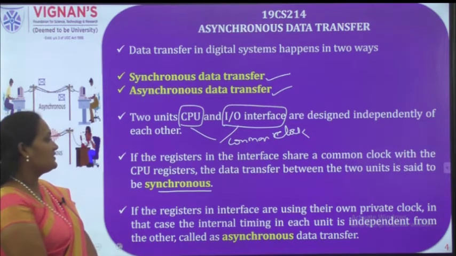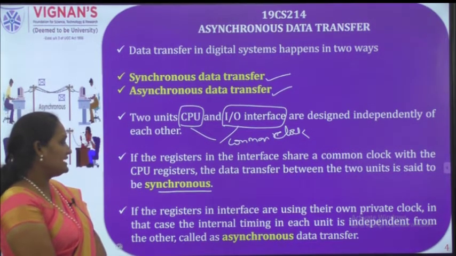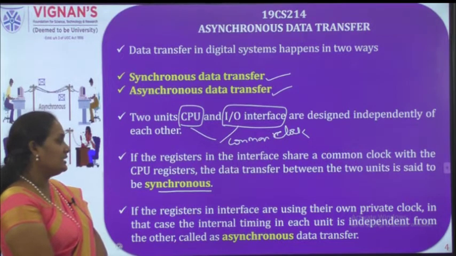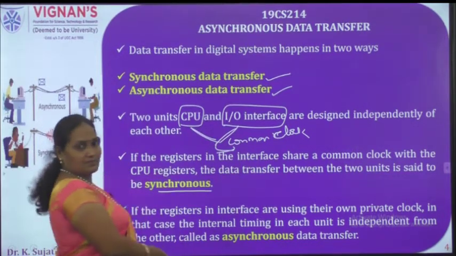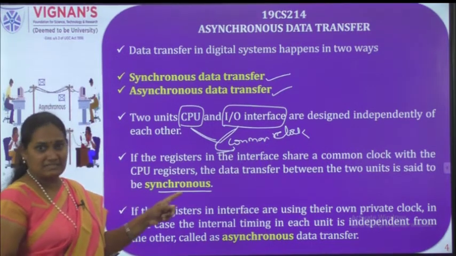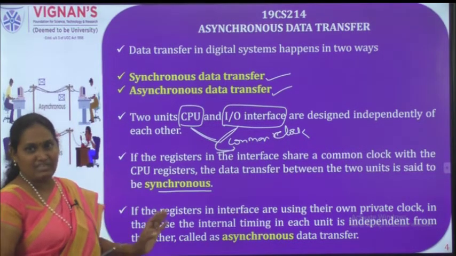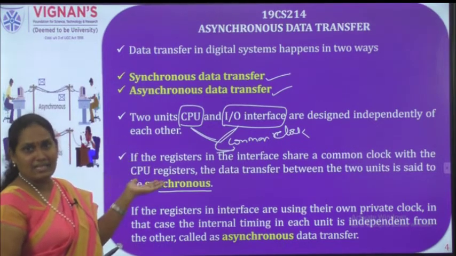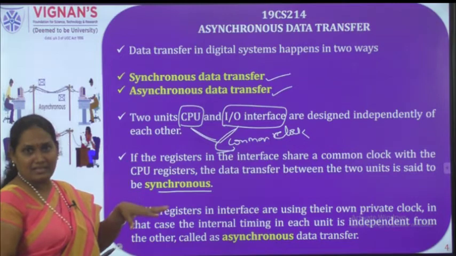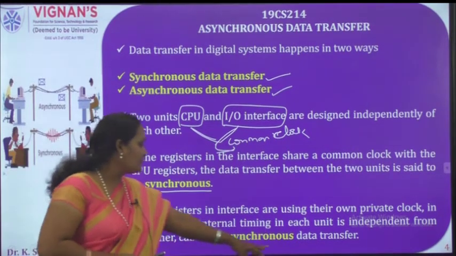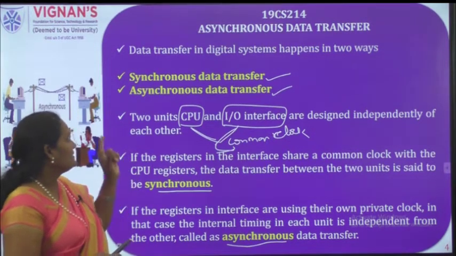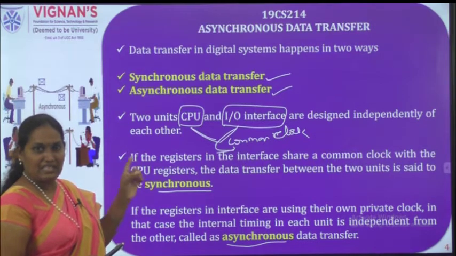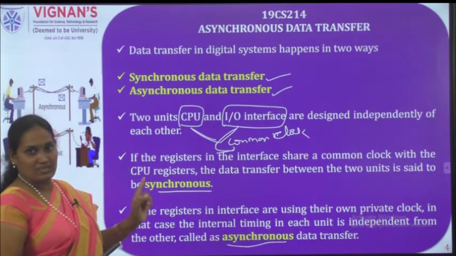Now, if the registers in the interface are using their own private clock, in that case, the internal timing in each unit is independent from the other, called asynchronous data transfer. That is, these two are not using a common clock. So, the I/O interface, for its registers, is having a private clock. CPU itself is having a clock. So, these are using two separate clocks. In that case, we call that type of data transfer asynchronous data transfer. I hope that you all understood. The data transfer in digital systems can happen in two ways, synchronous data transfer and asynchronous data transfer.